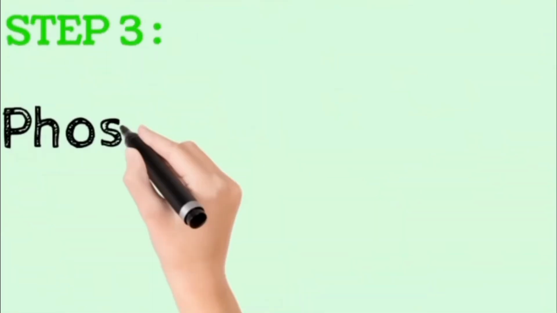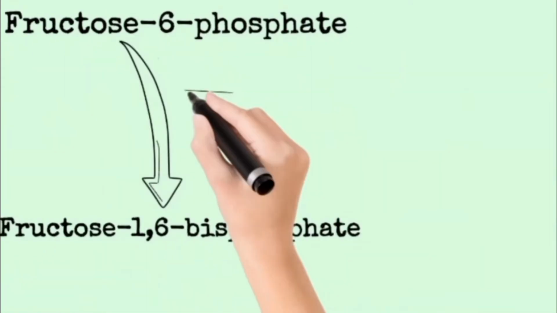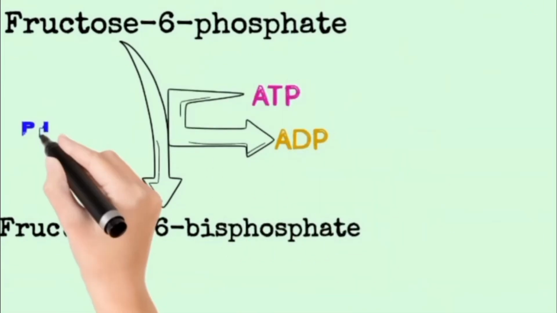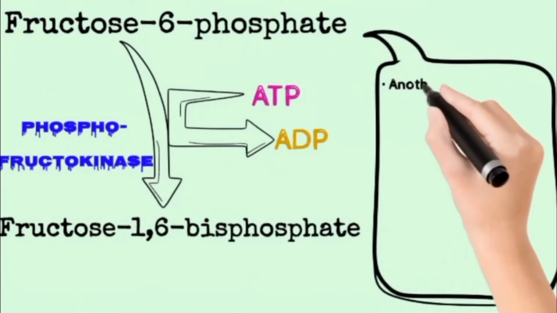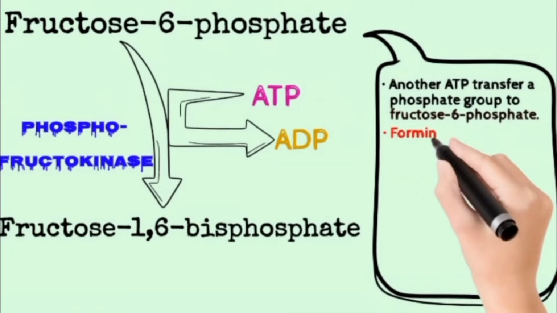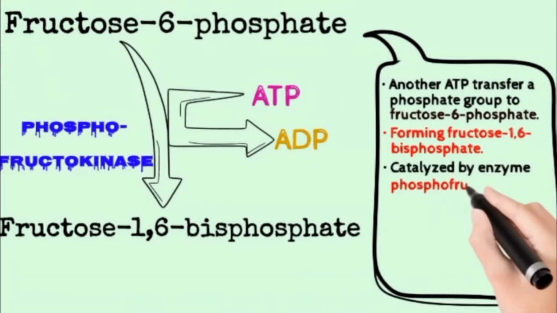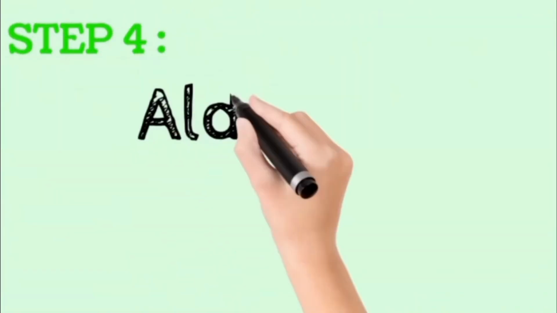Step 3. Phosphofructokinase reaction. In this reaction, another ATP transfers a phosphate group to fructose 6-phosphate, which is then phosphorylated into fructose 1,6-bisphosphate. That is catalyzed by the enzyme PFK, or phosphofructokinase.